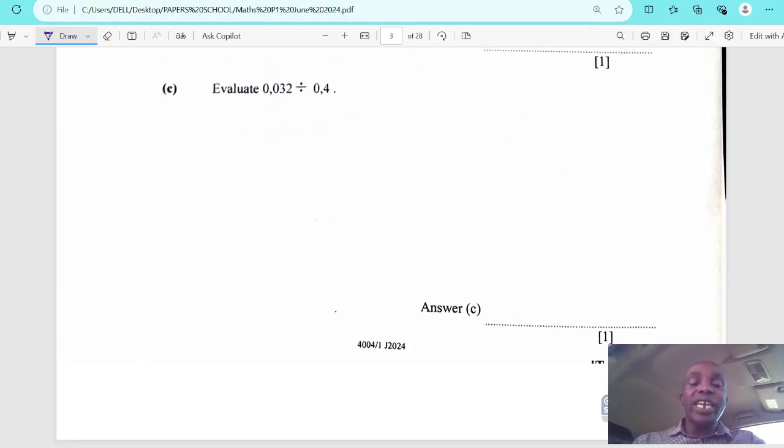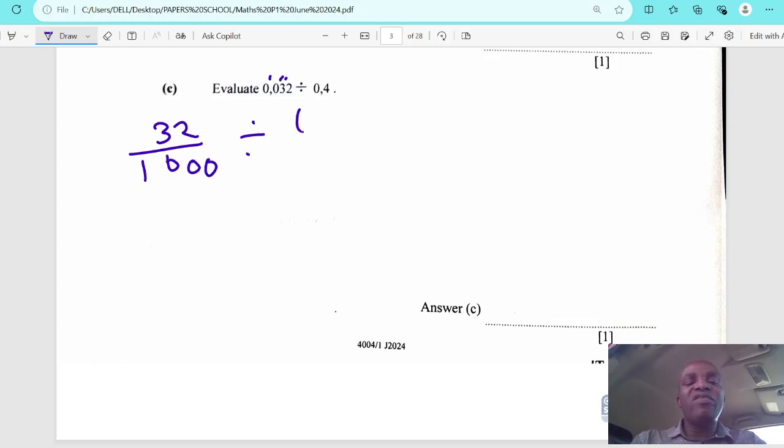Next, evaluate. Right, remember this is paper 1, no calculator. So the best way to deal with decimals is to convert them to fractions. So let's convert this to a fraction. 0.032. You say 32 over 1. You just write the numbers that will be there. That's 3 and 2. That's 32 over 1. Then you put the number of zeros equal to the number of decimal places. Like how many values after the comma? We have 1, 2, 3 after the comma. So you put 3 zeros.